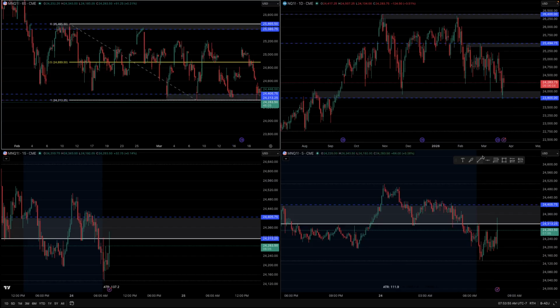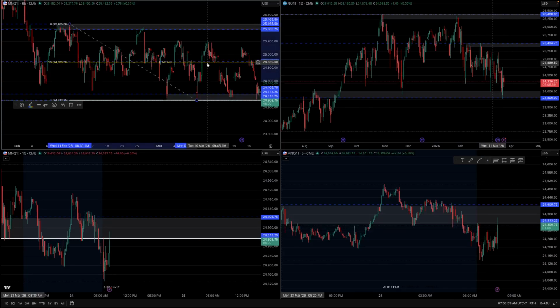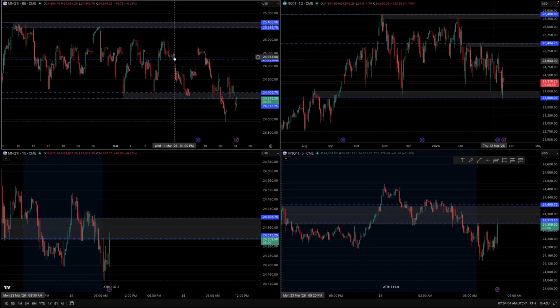So we're going to go ahead and mark 24,880 or so, clear level, remove this fib retracement, this 50%, and then we understand bottom of range, top of range, middle of range.